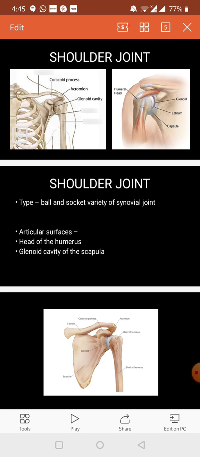Now the articular surfaces. What do you mean by articular surfaces? As you know, a joint is basically a junction between two or more bones. The parts of the bones which join together to form that particular joint are called the articular surfaces. So in the shoulder joint, the articular surfaces are the head of the humerus here.